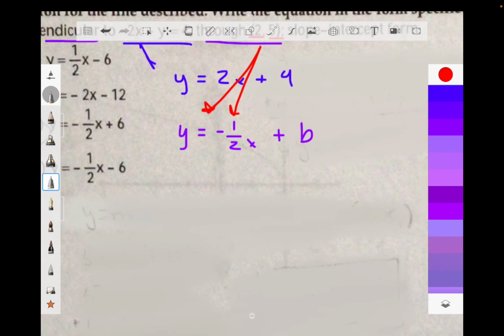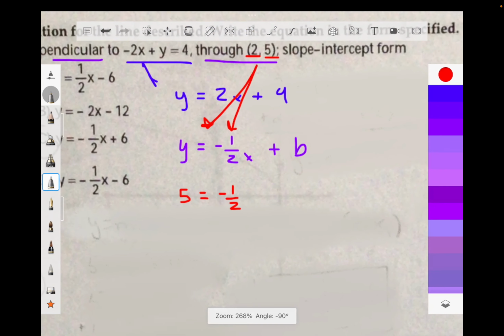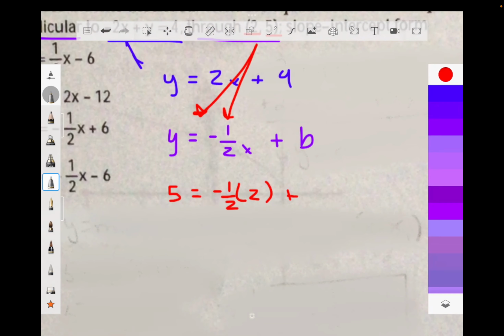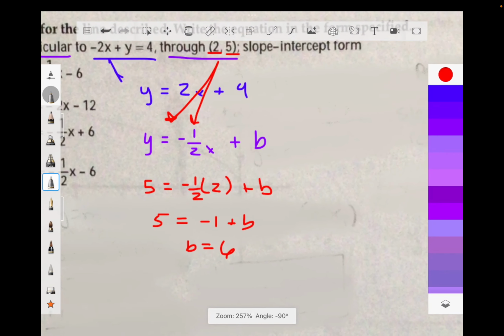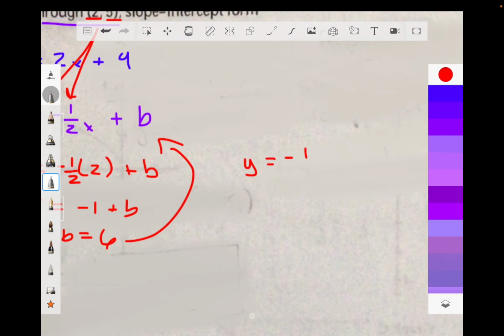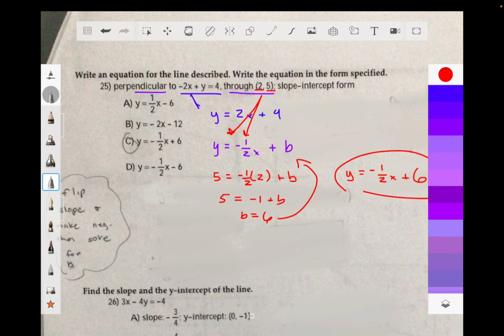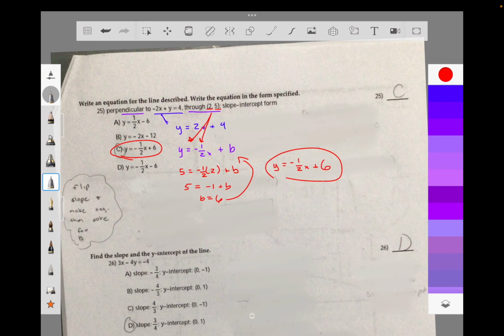So let's do that. It's going to be 5 equals -1/2 times 2 plus b. What is this? 5 equals -1 plus b. b equals 6. So then you're able to plug that into there. y equals -1/2 x plus 6. That would be your final answer, which is, of course, this one.